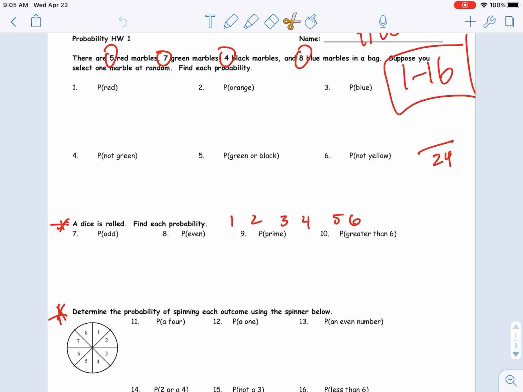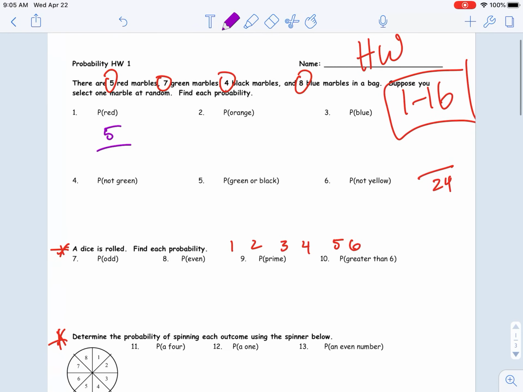Probability of a red. This is not hard. There's 5 red out of 24 total, right? We talked about that last time. You do have to reduce, but 5 out of 24 doesn't reduce. Orange. There are no orange, so 0 out of 24. It's not a trick question. There's just 0 orange.